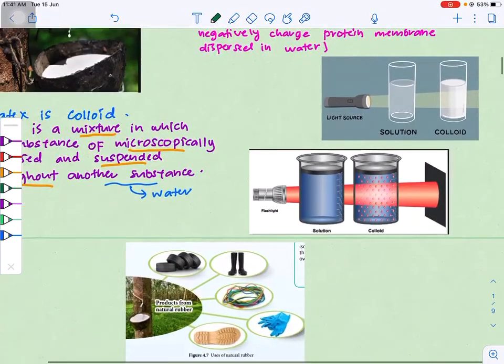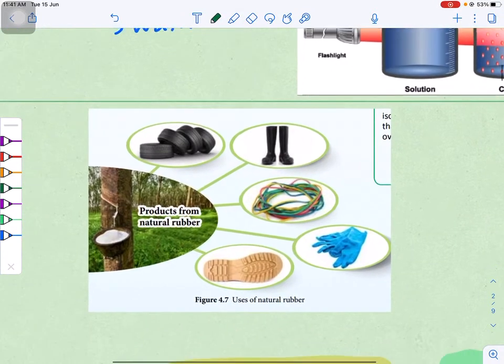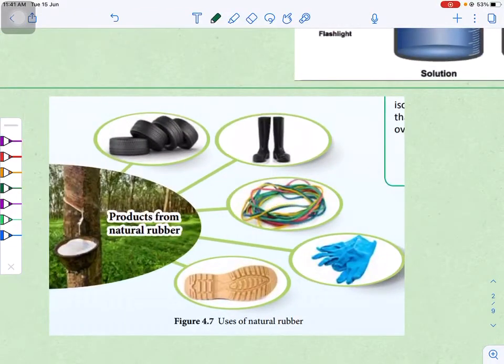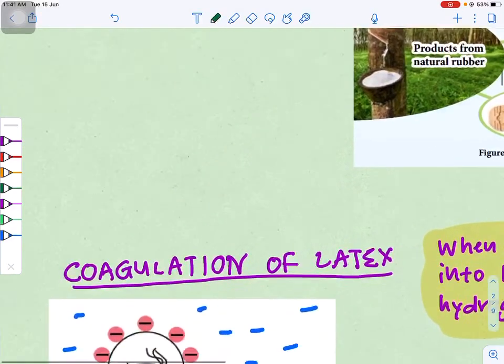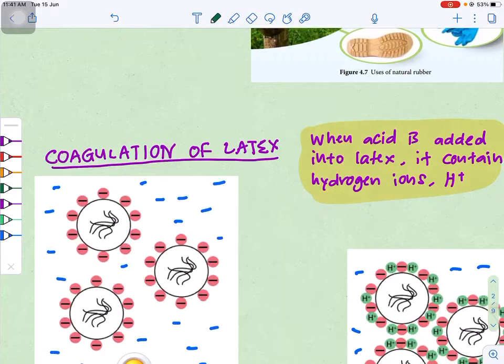Okay. So there are a lot of products from the rubber tree. We can make tires, rubber bands, gloves, and so on. This one you can explore on your own. There is a lot of information you can find on the internet. So what I want to talk about today is the coagulation of latex.